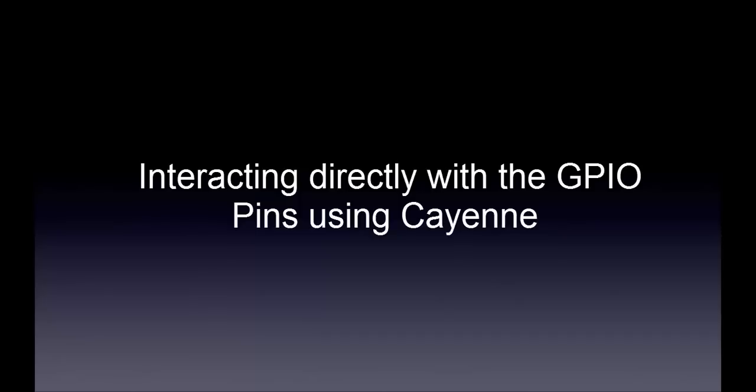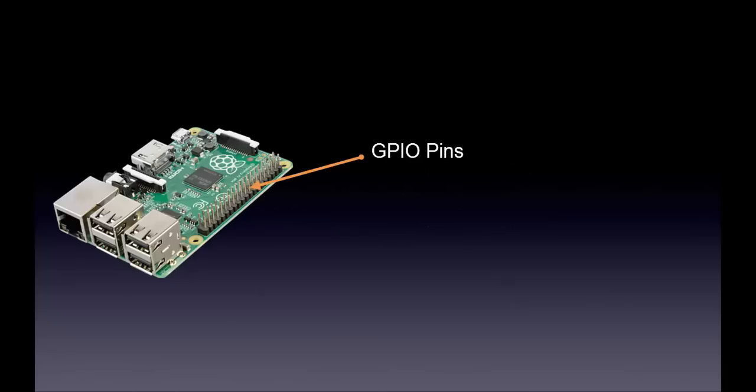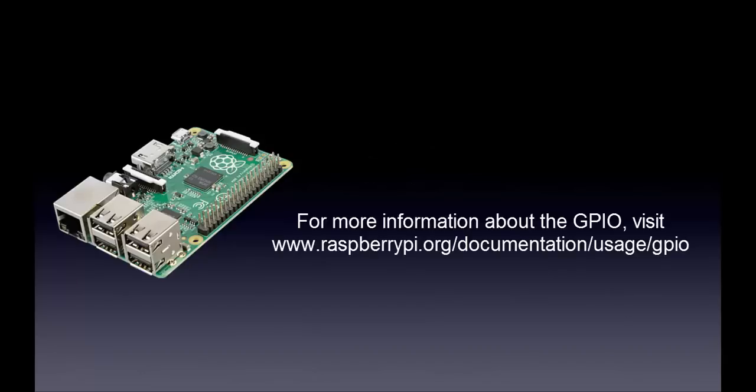Interacting directly with the GPIO pins using Cayenne. The GPIO pins are located on the corner of your Raspberry Pi. GPIO stands for General Purpose Input Output. And in this video, we'll be turning an LED on/off or high/low.